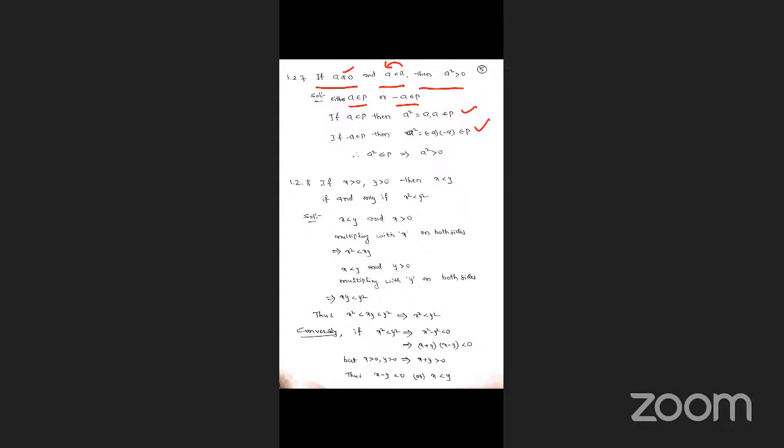Second case: if minus A belongs to P, it means A is a strictly negative number. Then A square is equal to how much here? Minus A into minus A is equal to plus A square. It gives a strictly positive number. A square is a strictly positive number, while minus A is a strictly negative number, but here A square is giving a strictly positive number. Okay. Therefore, A square belongs to P, which implies A square is greater than 0. This is the 1.2.7 Check Your Progress problem.